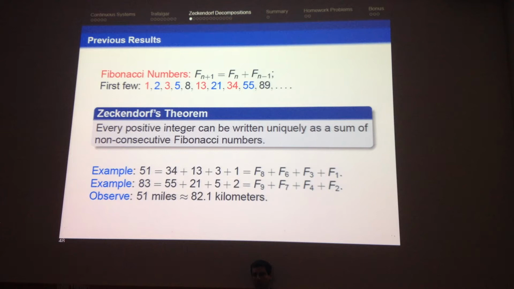Anybody have any idea why these are so close to each other? The golden ratio. Yes, why? The golden ratio is the correct answer. Why is the golden ratio the correct answer for why these are so close?